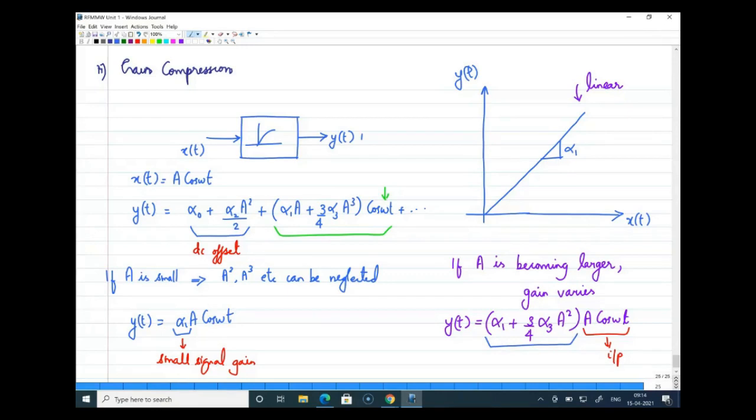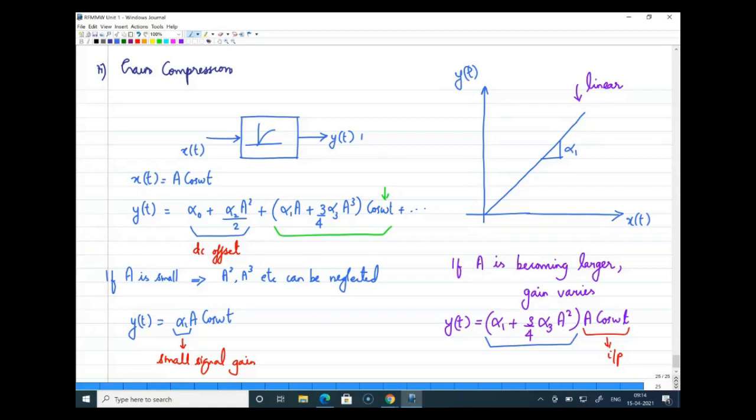Can you guys respond in the chat box? Now, what happens if your input amplitude A is increasing? We know that definitely gain will change. Now, what will be the expected change in gain, or that depends on what? Is my question clear?